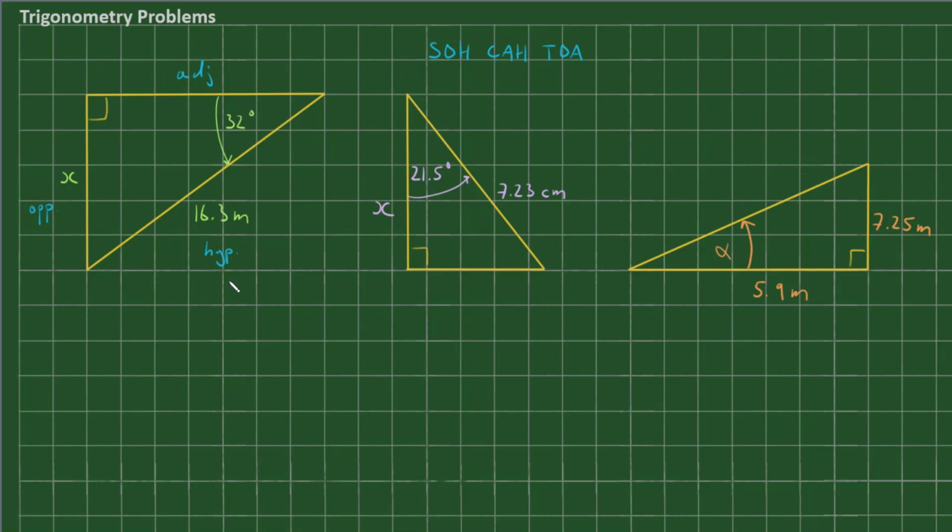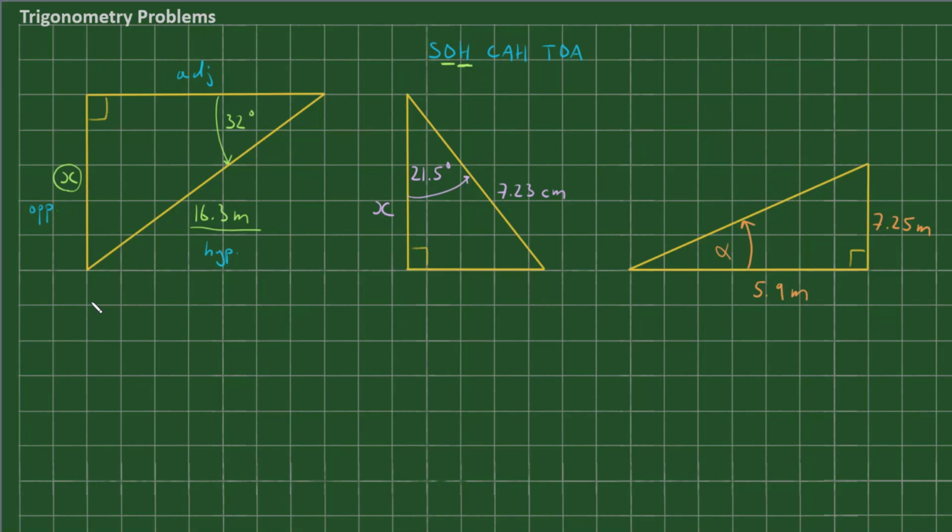The next step is to decide which trigonometric function should be used. I need to find the opposite, and I have been given the hypotenuse. This means that I need to use the trigonometric function that uses these two sides. If I look at SOHCAHTOA, I can see that sine uses the opposite and the hypotenuse. So that means sine is the trigonometric function I need to use.